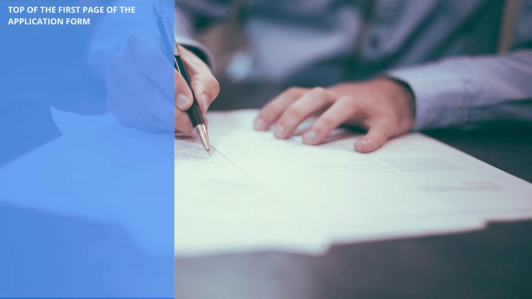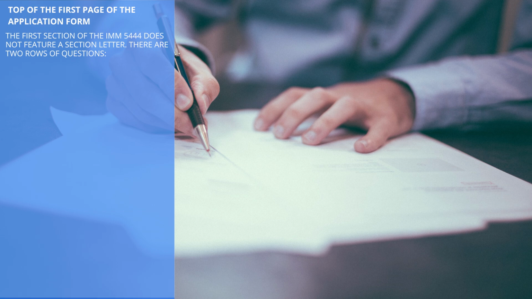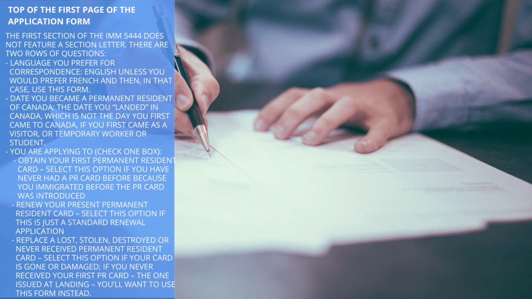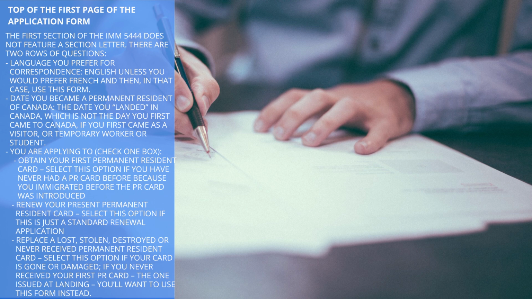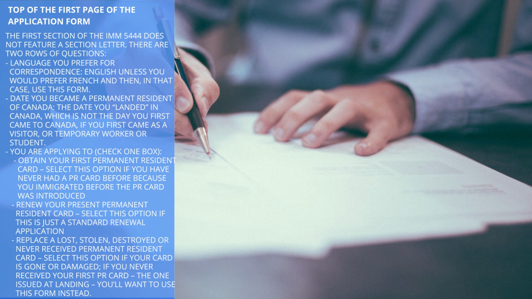Top of the first page of the application form. The first section of the IMM 5444 does not feature a section letter. There are 2 rows of questions. 1. Language you prefer for correspondence. English unless you would prefer French. In that case, use this form. 2. Date you became a permanent resident of Canada. The date you landed in Canada, which is not the day you first came to Canada, if you first came as a visitor or a temporary worker or student.